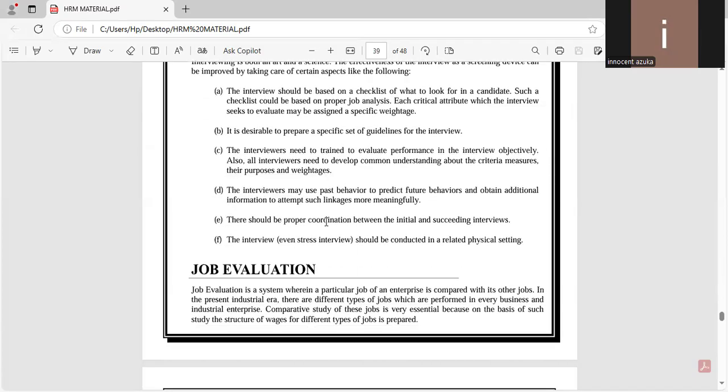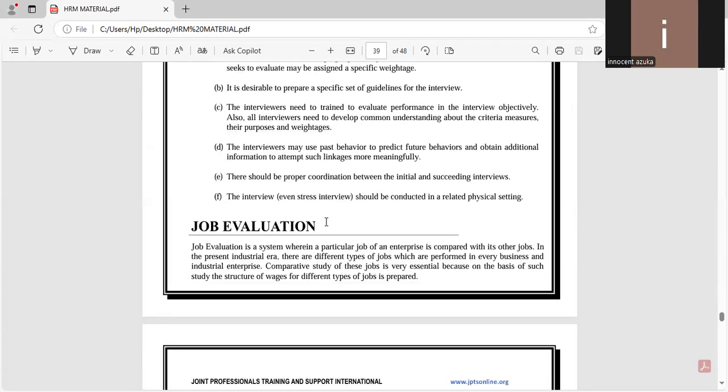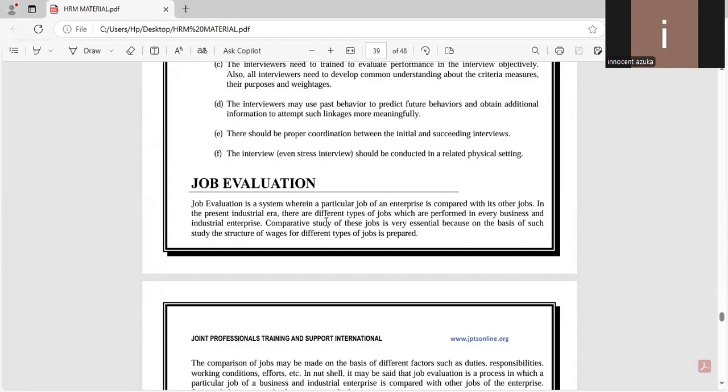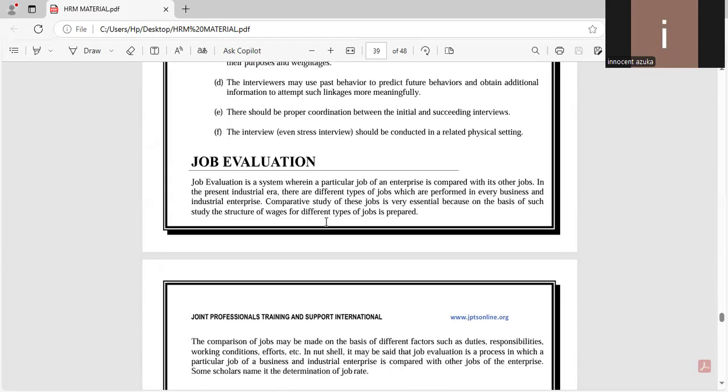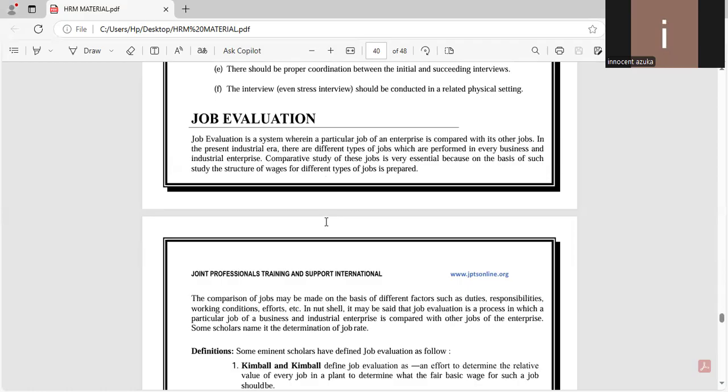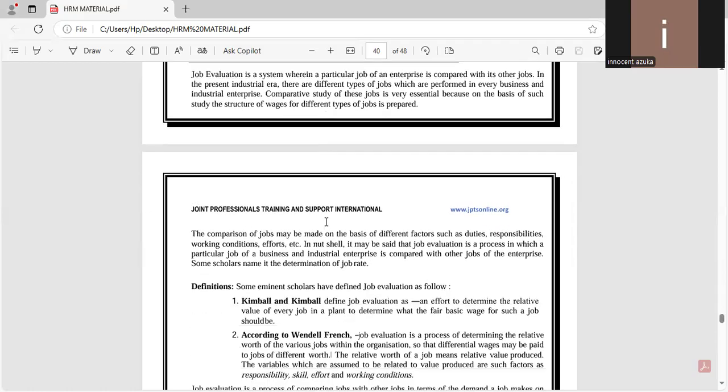What is job evaluation? Job evaluation is a system whereby a particular job of an enterprise is compared with other jobs. In an industrial area, there are different types of jobs performed on different bases. So when we talk about job evaluation, we talk about job worth and the worth of a job.